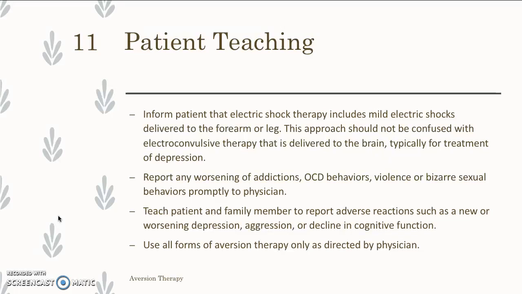It is important to inform the patient that electric shock therapy includes mild electric shocks delivered to the forearm or leg. This approach should not be confused with electroconvulsive therapy that is delivered to the brain, typically for treatment of depression. Teach the patient to report any worsening of addictions, OCD behaviors, violence, or bizarre sexual behaviors promptly to the physician. Teach the patient and family member to report adverse reactions, such as a new or worsening depression, aggression, or decline in cognitive function. Use all forms of aversion therapy only as directed by a physician.